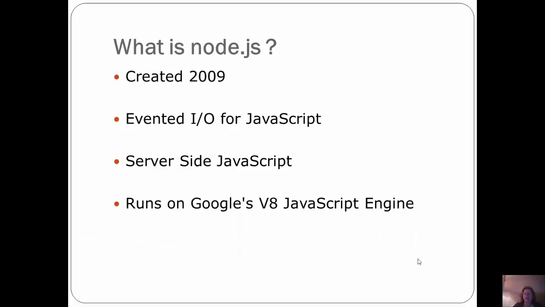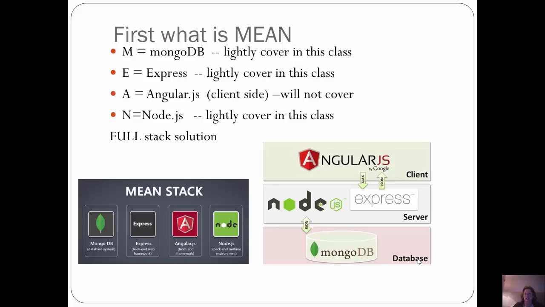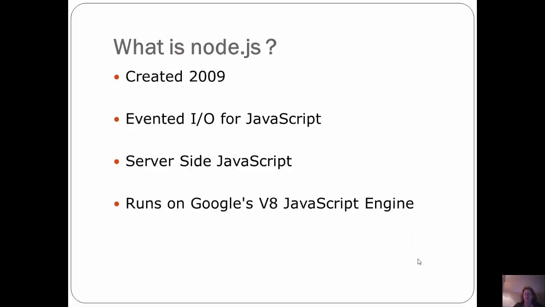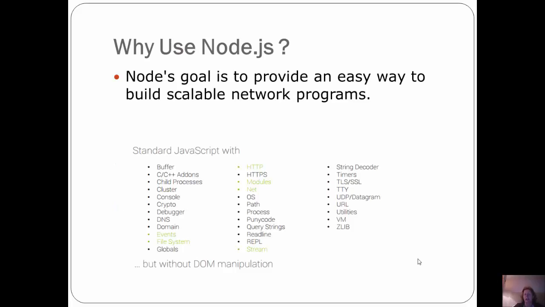So what is Node.js? It was created in 2009. It was invented in essence off of something called Google's V8 JavaScript engine, which was part of Chrome. The goal was to try to create server-side JavaScript so that you could have a solution like MEAN, where it's composed of the same language on both the client side and the server side. And one of the big advantages of Node over some other server-side languages is that it's what's called event I/O, and we'll look at that a little bit later.